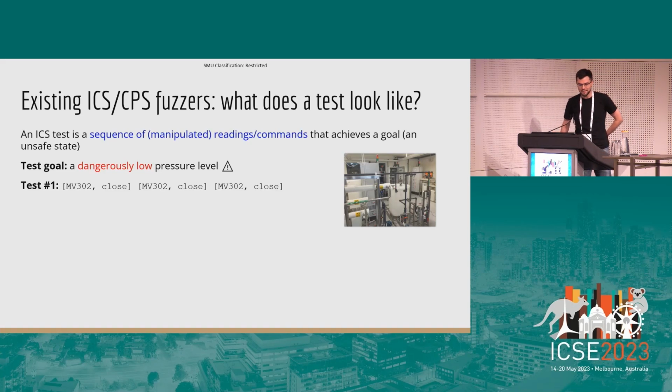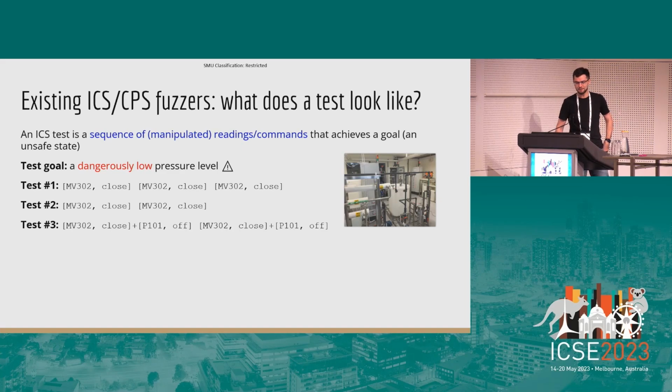So some simple tests that could achieve this. I have a sequence over here where a motorized valve is closed. And then in the next step, it's still closed. And then in the next step, it's still closed. Another test that achieves the same goal is doing the same thing, but for a shorter period of time. Another one would be to close the valve, but simultaneously in every other step, also turn off a pump in a different stage that is not related to this issue.